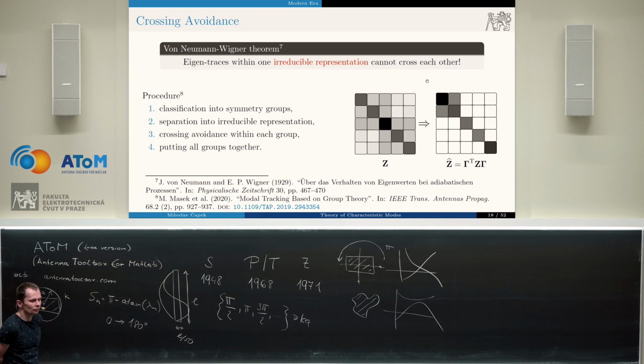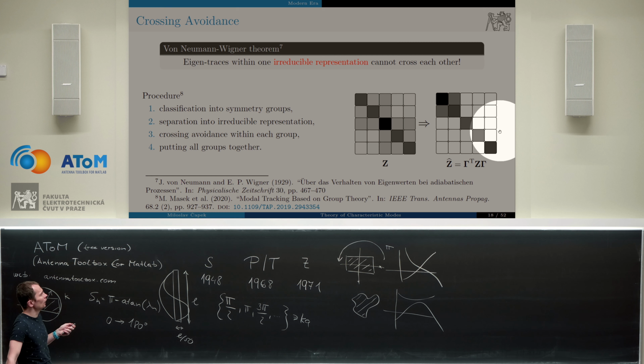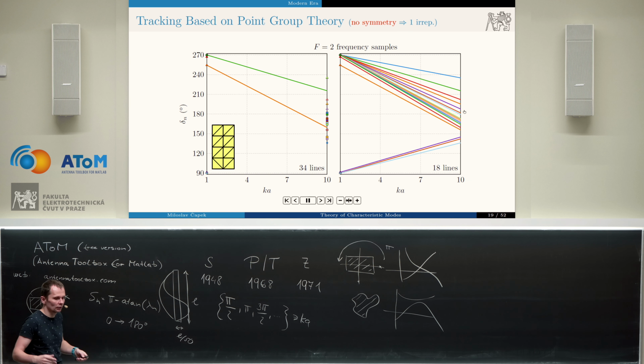First of all, just classify the symmetry groups if there are any. If there are, find an irreducible representation of your problem. I mean, separate it into blocks like this. Then decompose these blocks individually. You gain a lot in computational time. It will be much faster, by the way. And then you can perform a simple sorting within these blocks and put everything together.